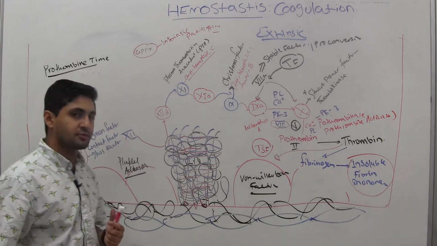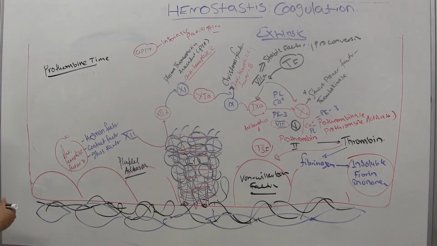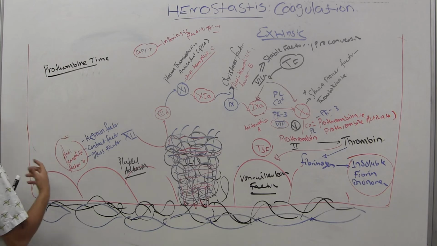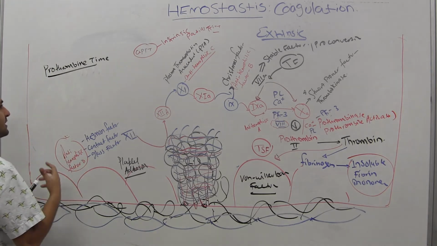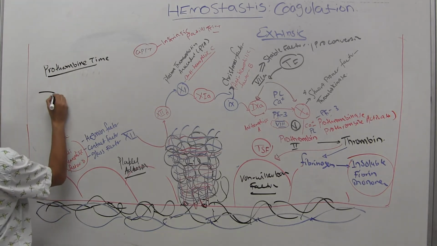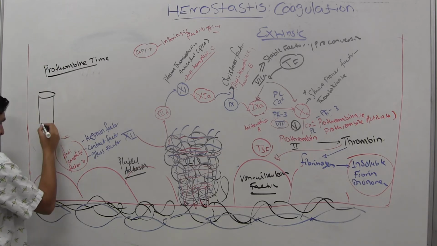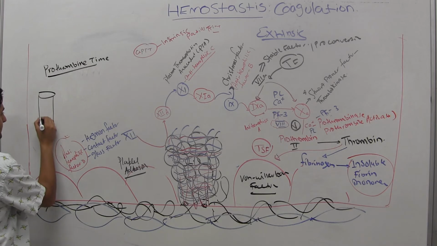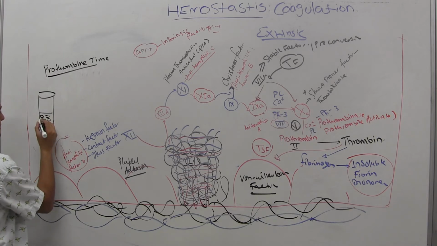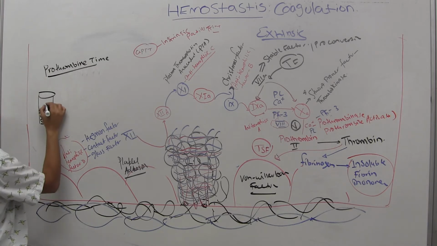What is the mechanism of this prothrombin time? Really what happens is that, guys, when they take the blood out in the hospitals, in the labs, they put it in a tube. And when they put it in the tube, a lot of the red blood cells come down here, and then obviously there's a buffy coat and the plasma.